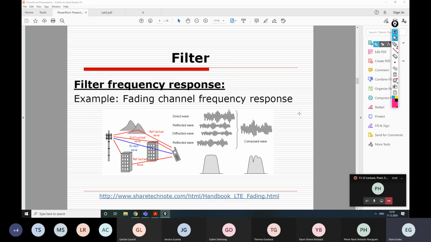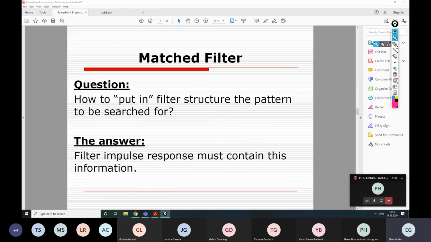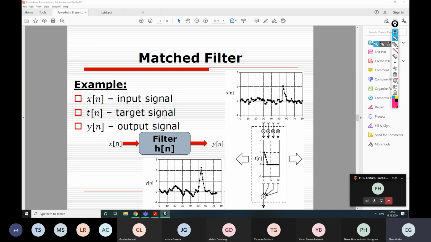And that's the answer to the question, right? So the filter impulse response needs to contain this pattern in itself. So let's see this example.